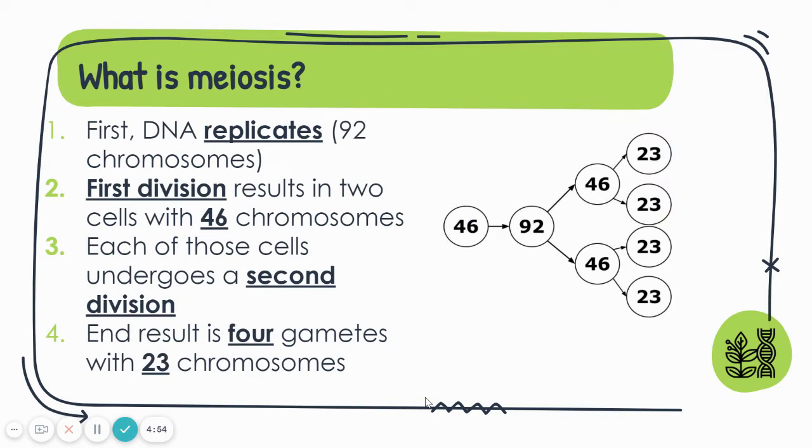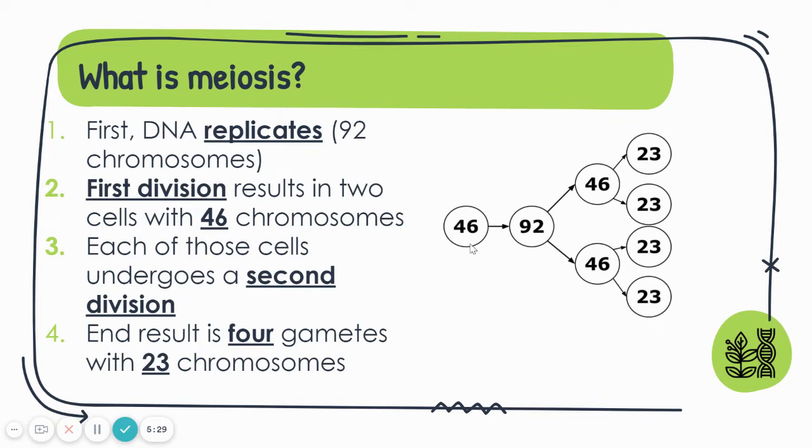So here are the steps of meiosis. First thing that's going to happen is that the DNA is going to replicate. So if you look in this diagram, a human has 46 chromosomes. The DNA is going to replicate so that we have 92 chromosomes. Then there's going to be the first division. After the first division, we have 2 cells that have 46 chromosomes each. Then each of those cells is going to undergo a second division so that it's cut in half again, right? And then the result is 4 gametes, each of them with 23 chromosomes.